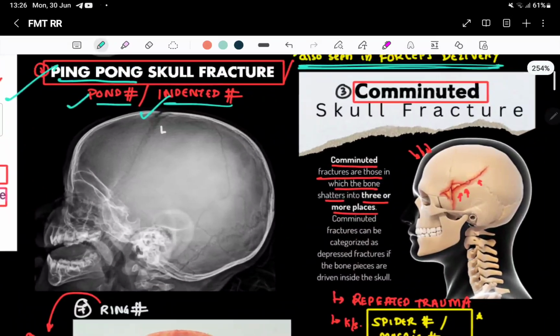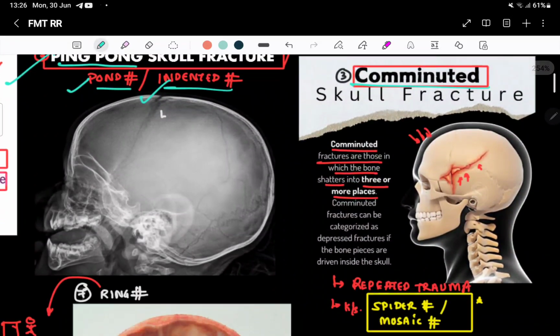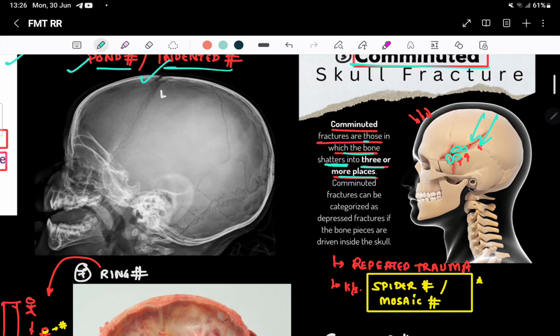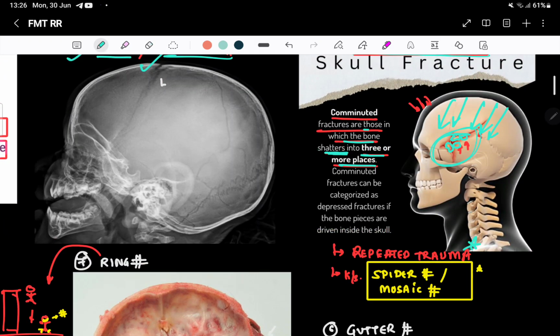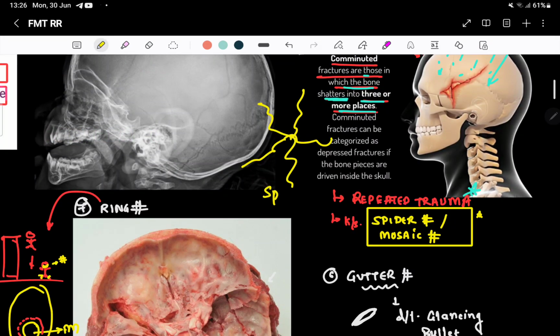Okay, comminuted fracture is basically fractures in which bone shatters, is segments. There is a segmentation of bone, 1, 2, 3, 4, due to repeated trauma. There is a fragmentation of bones. Okay, repeated trauma. Look at the appearance of the fracture. If you can appreciate, it appears like this, like origin from one point. So it is also called spider fracture or mosaic fracture.